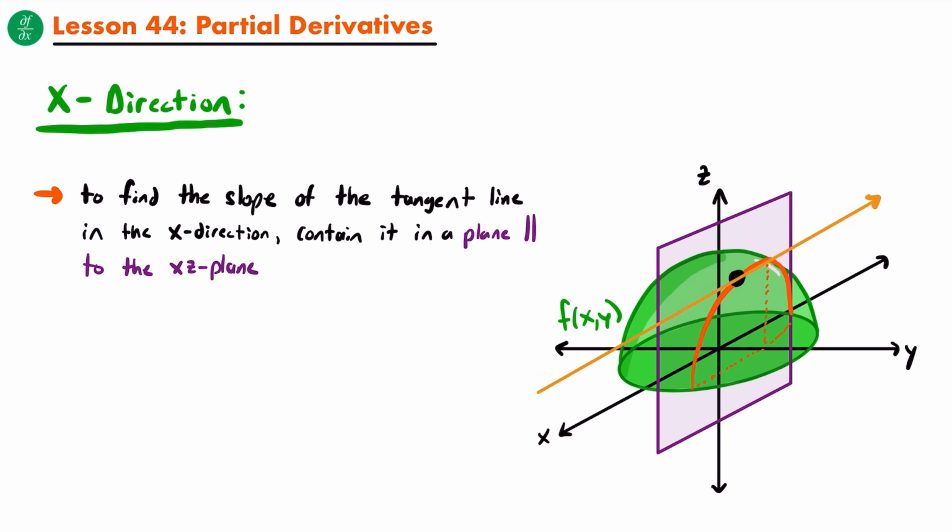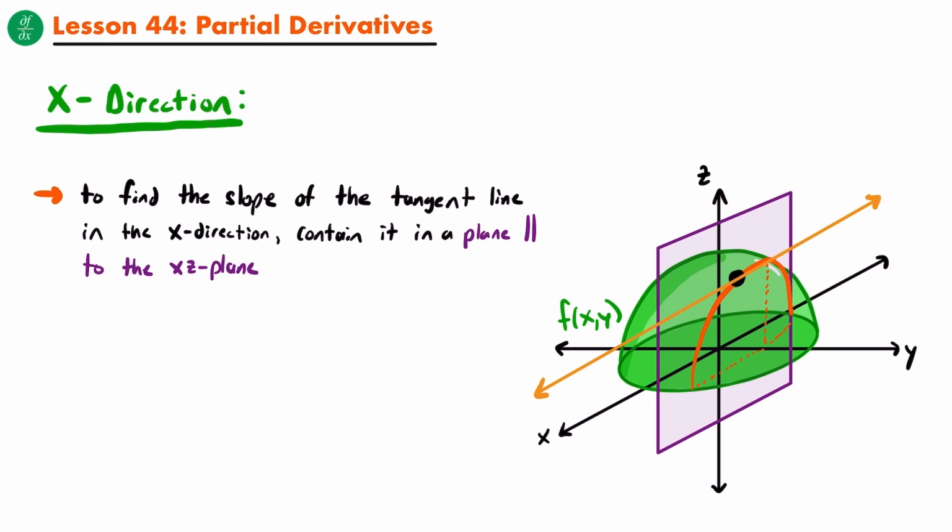Unlike earlier, when we could draw an infinite number of tangent lines at this point on the surface, in this case there's only one that we can draw at that point along this level curve that results from containing it in a plane parallel to the xz plane. Okay, we have successfully restricted the direction of the tangent line at that point to be in the x direction.